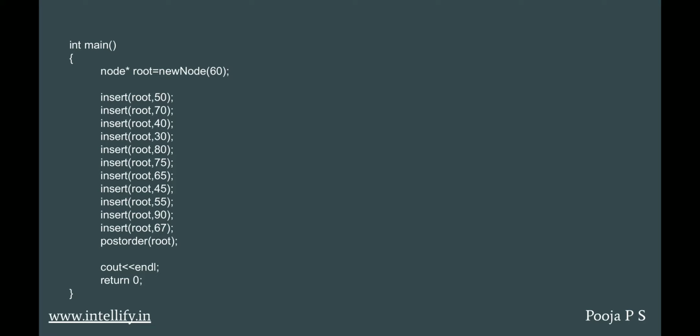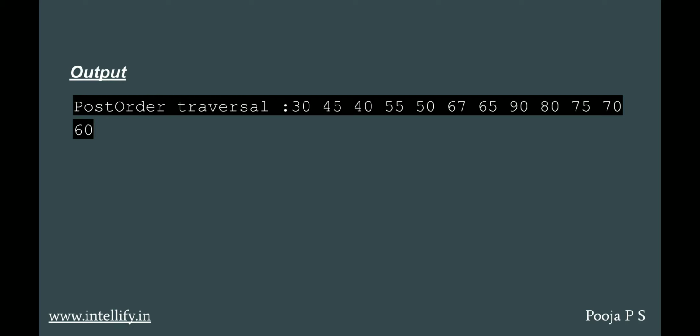So this is the main function. Here we are inserting the values into the binary tree, that is 60, 50, 70, 40, 30, 80, 75, 65, 45, 55, 90, 67. And we are calling the post-order function here. Now it goes to the post-order function, there it executes and prints the values. And this is the output that we get in this post-order traversal.